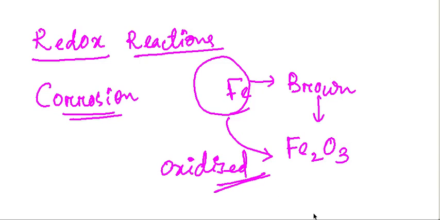So corrosion is nothing but when iron gets oxidized to iron oxide. This iron oxide is a brown color solid, so it forms a coating over it.